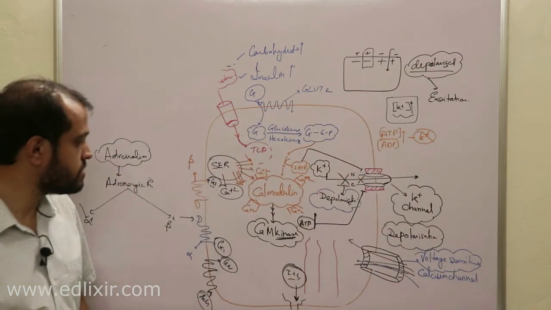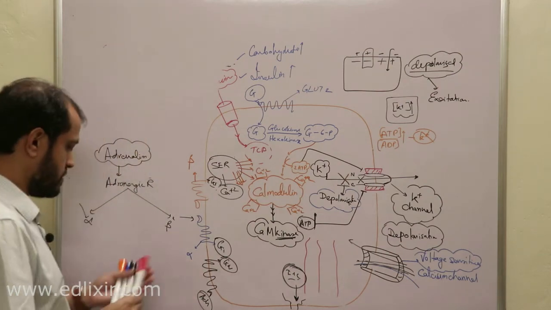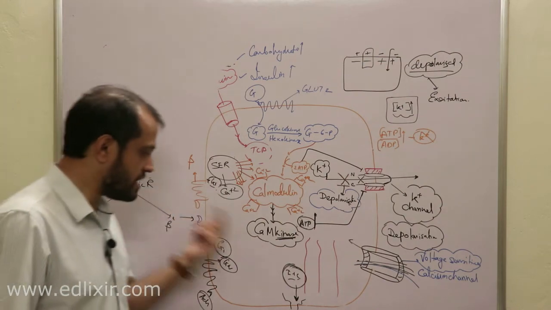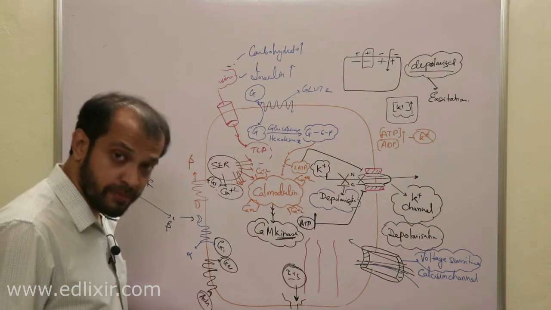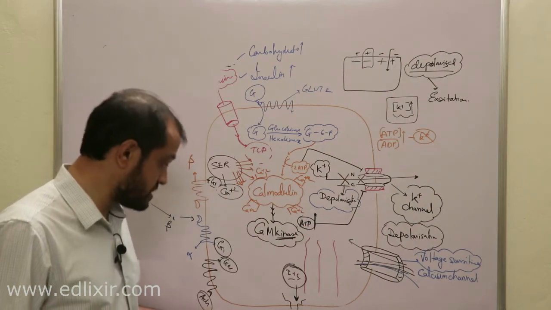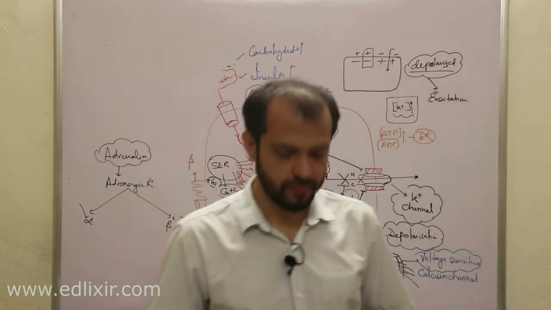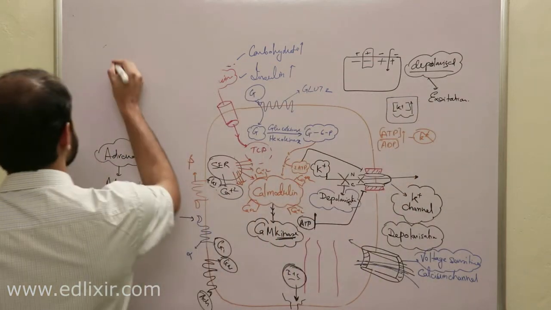So now you know how the adrenergic system works or helps in insulin secretion, and how the parasympathetic system works or helps in insulin secretion. Now let's talk about a specific hormone, that is CCK, cholecystokinin.